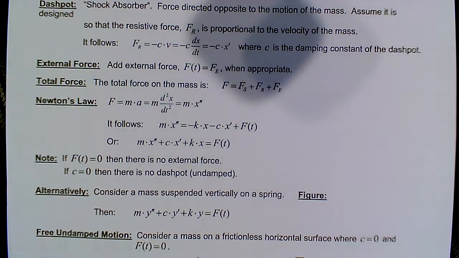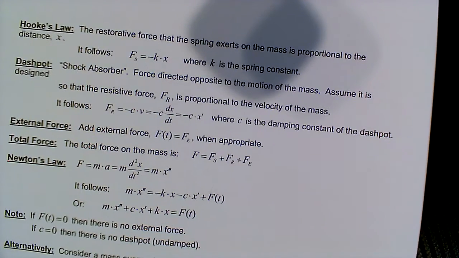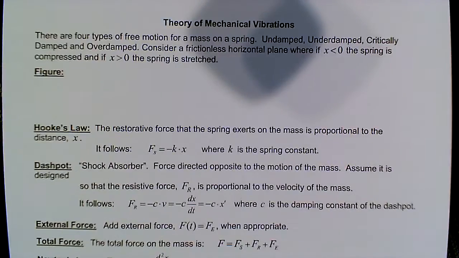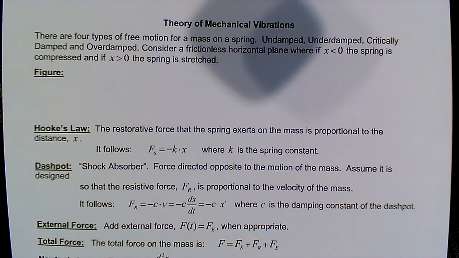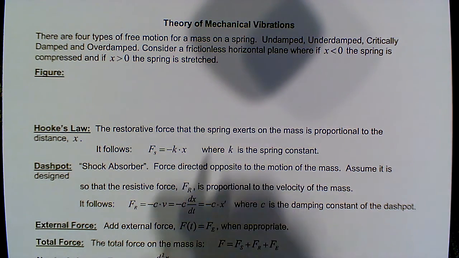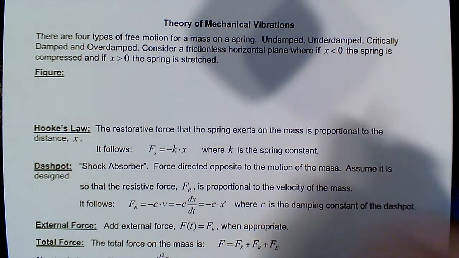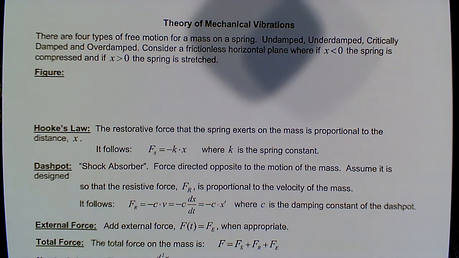But let's start talking about the theory of mechanical vibrations. And there's basically four types of motion. When we talk about mechanical vibrations, we're talking about basically attaching a mass to a spring. And the four types are undamped, underdamped, critically damped, and overdamped.